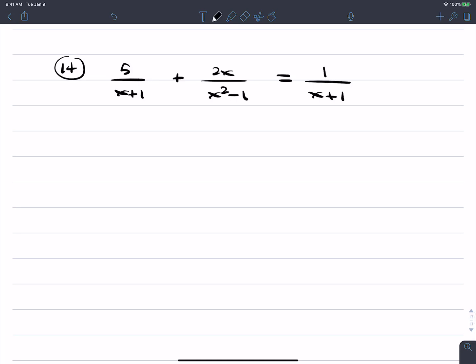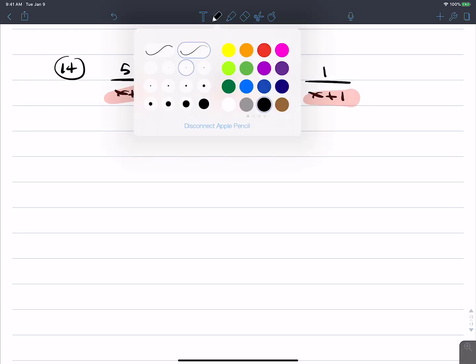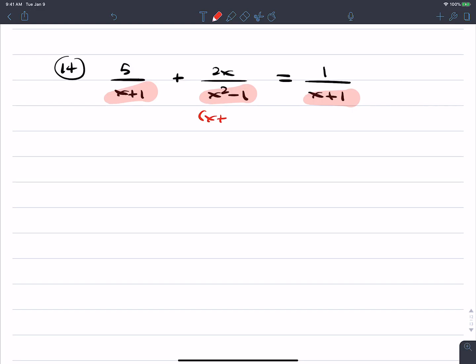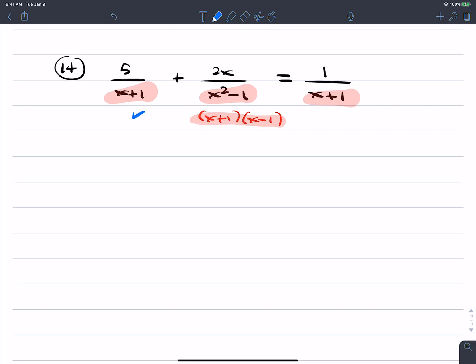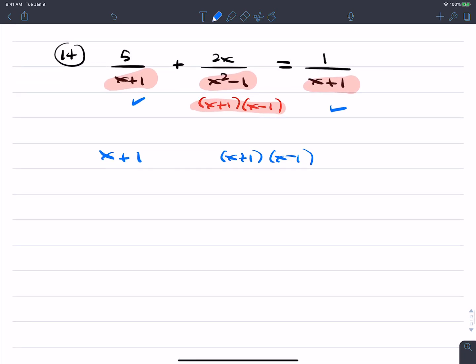Right. So you guys know the process again. We need what again? LCM of the denominators. But remember, you have to factor here. X plus 1, x minus 1. That's the difference of perfect squares. So our LCM again is x plus 1. And the other one is what? X plus 1, x minus 1. Do I have to include an additional x plus 1 again? Say no. Okay, you guys with me on that? If it's listed twice, we don't have to list it again.